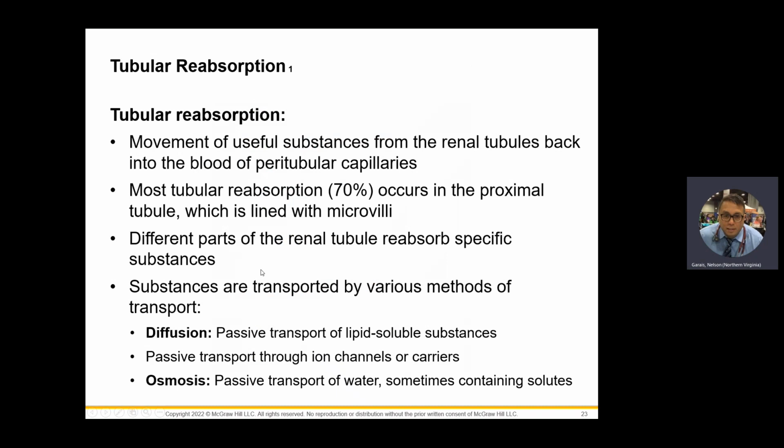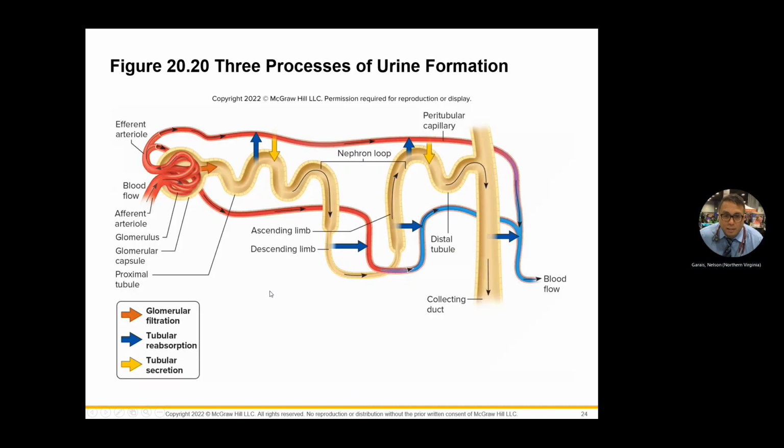We already know diffusion and osmosis. They're both passive. They're both from where? High to low concentration. And that's how things go in and out. So here's a nice little picture. I wish they put it a little bit earlier. We already know the glomerulus does what? Filtration. Well, you have a tubular reabsorption and tubular secretion.